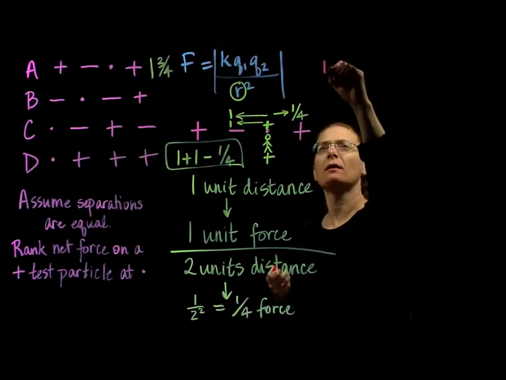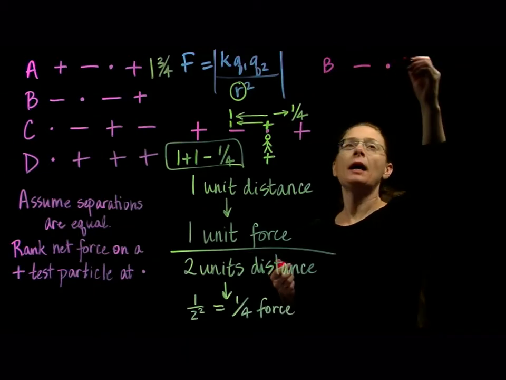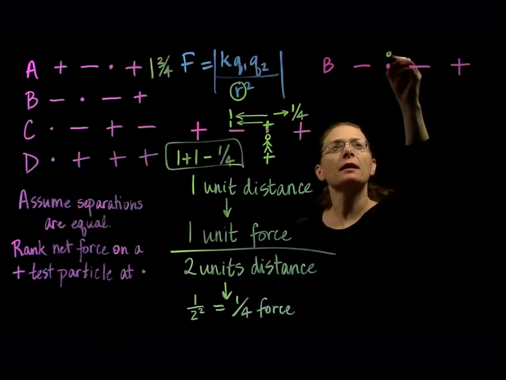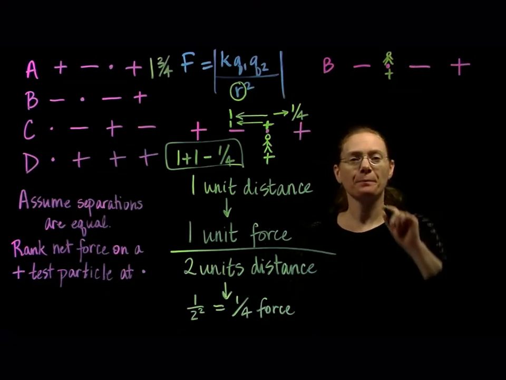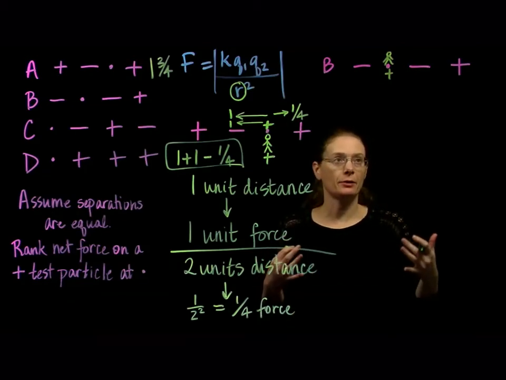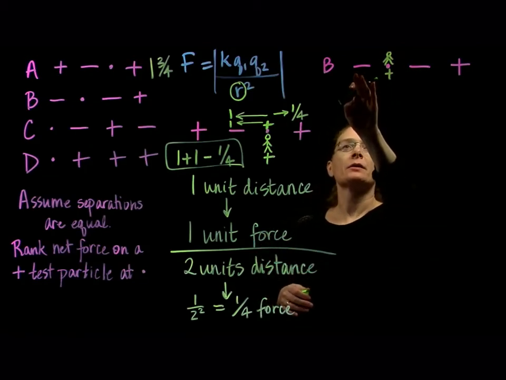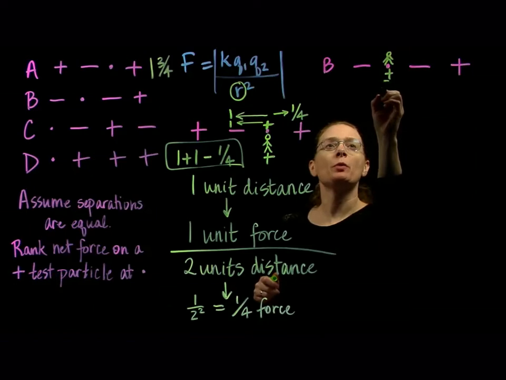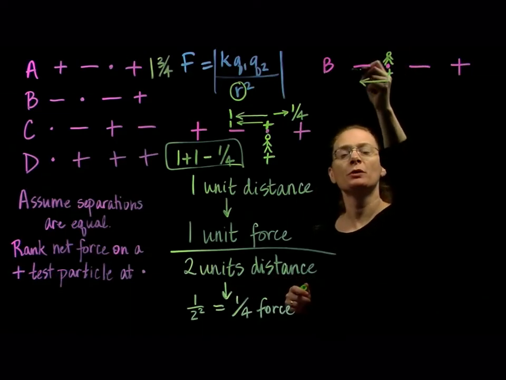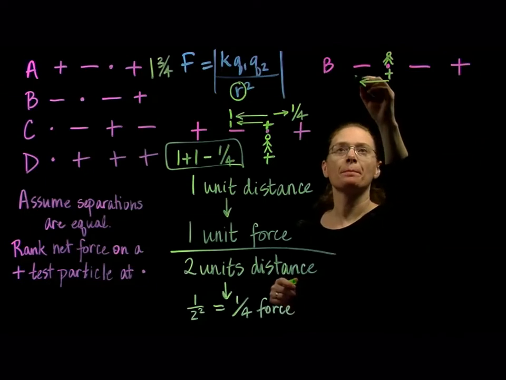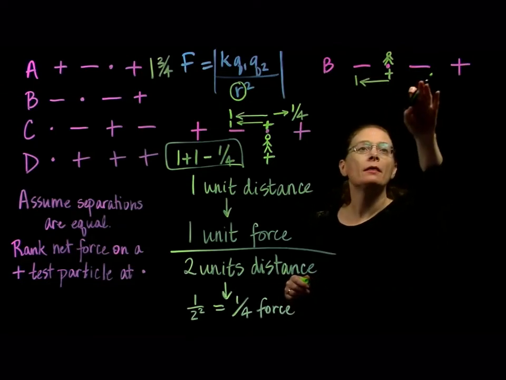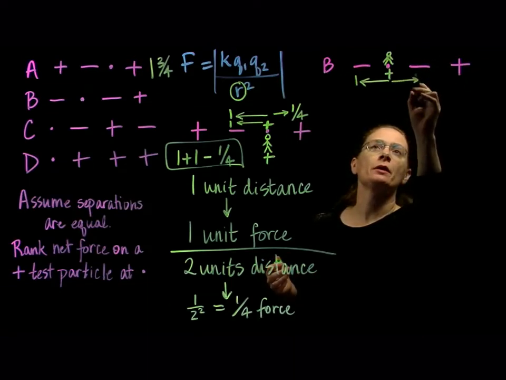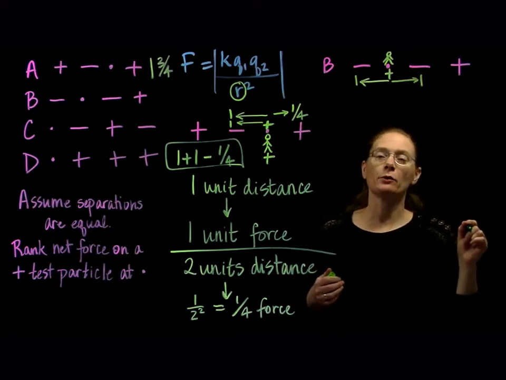B, what do we have? We have negative, the dot, negative, positive. I'm standing right here and I'm positive. What do I feel from the other charges? Take them one at a time. Let's start with this one. This is negative, I'm positive, we're attracted to each other, so this is pulling me towards it. It's 1 unit distance away, so it's a size 1 force. This negative is also attracting me, pulling me towards it. It's 1 unit distance away. I've got a 1 going to the right.